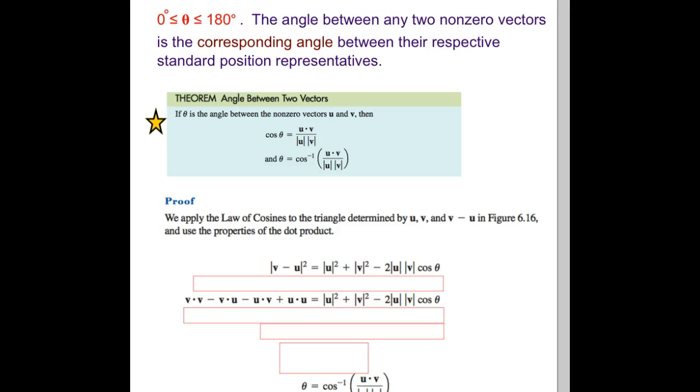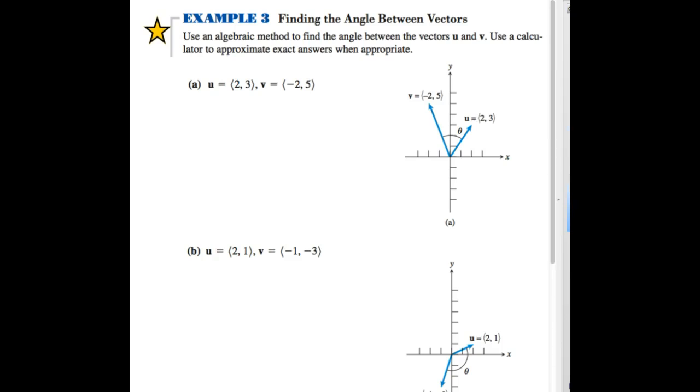It says if theta is the angle between the non-zero vectors u and v, then the cosine of theta is the dot product of the two vectors divided by the product of their magnitudes, their lengths. So to find theta, we'd have to do inverse cosine of that. We're going to skip the proof unless you really want me to go through it. You're okay with not knowing it? You just believe me that it's true?